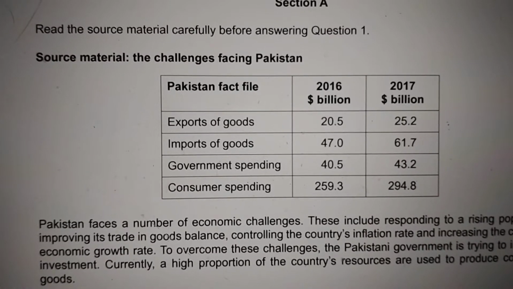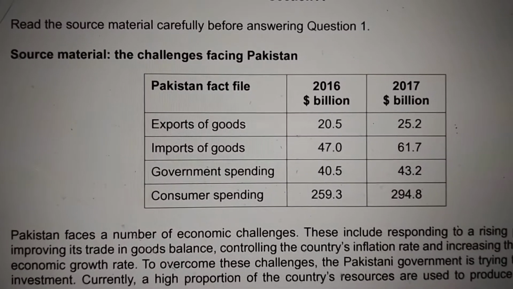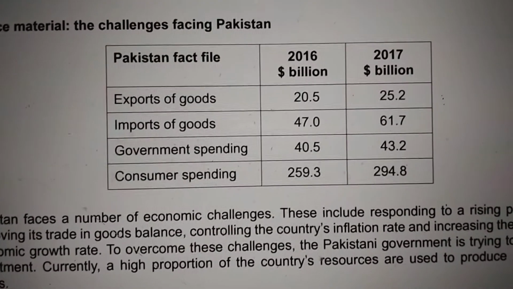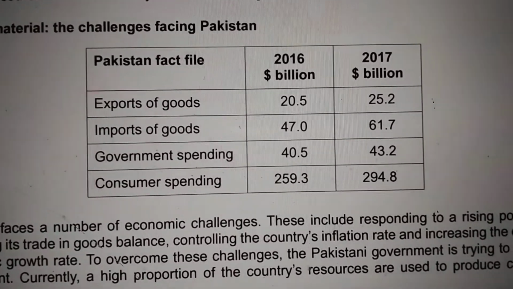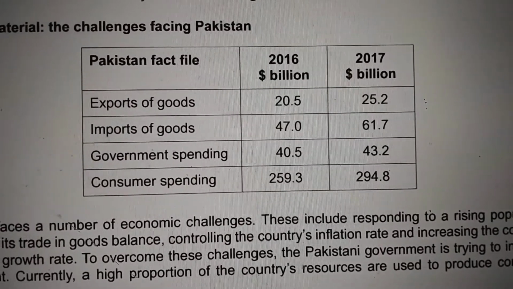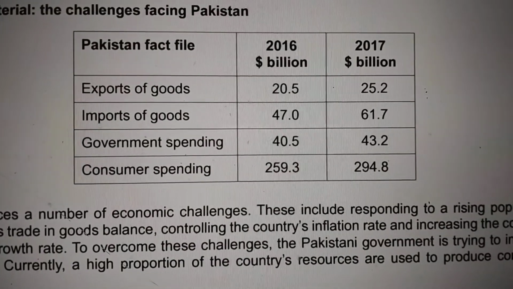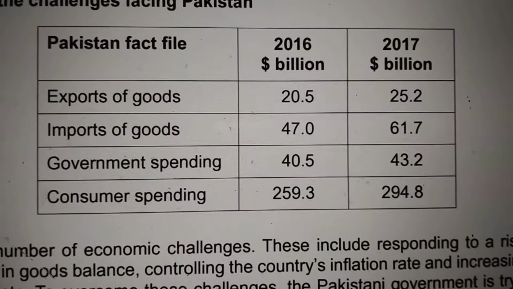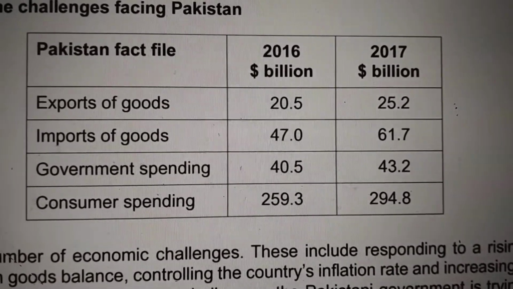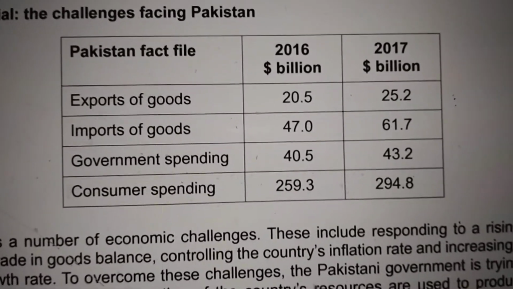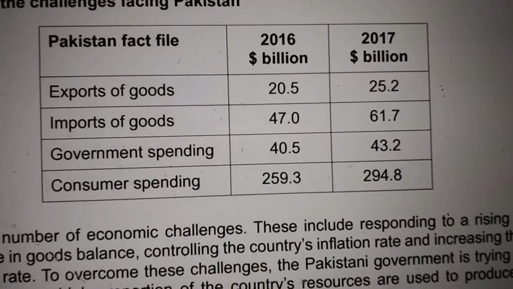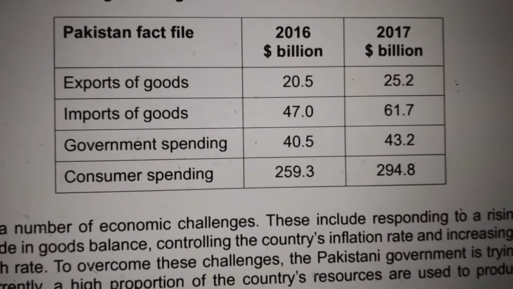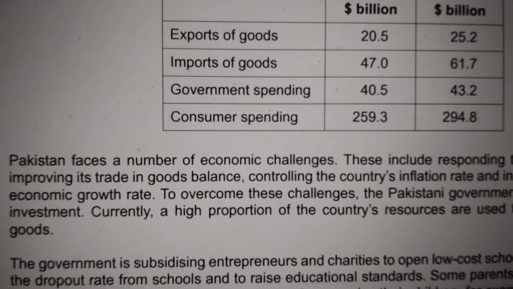Here we are looking at the case study, or the data response, which is given in this paper and is very familiar: the challenges facing Pakistan. In the first part, the Pakistan fact file, the figures of 2016 and 2017 are given in US dollars, in billions. We are looking at four indicators: exports of goods, which is a good sign, increasing; imports of goods, 47 to 61.7, which is alarming at times; government spending is also increasing; and consumer spending is increasing a lot, from 259.3 to 294.8.